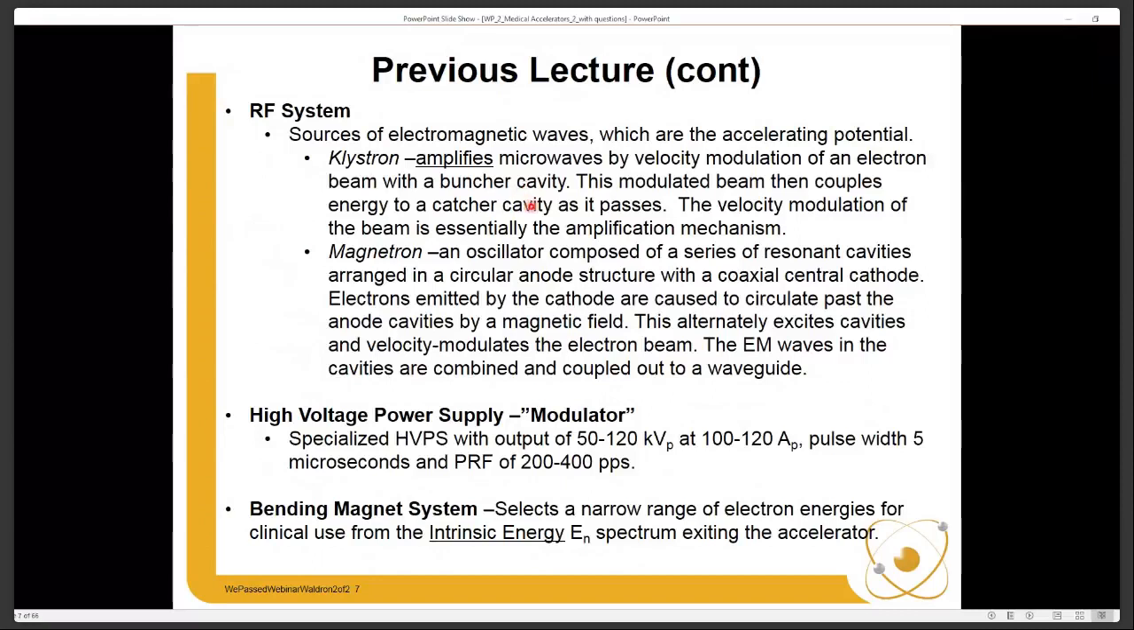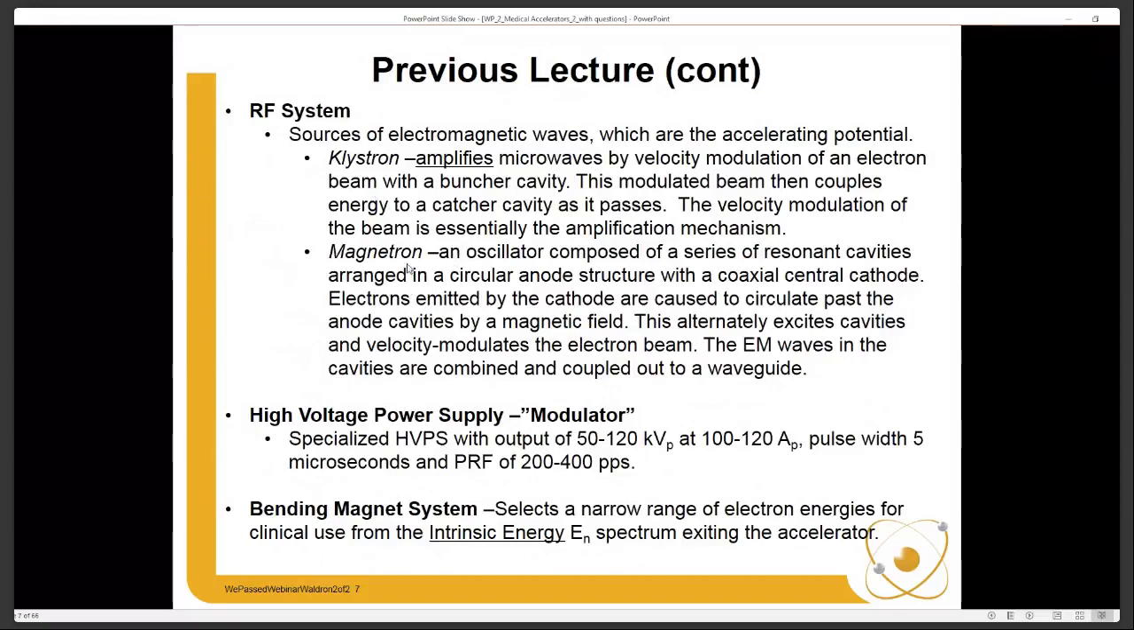The catcher cavity couples the now space and time reoriented electron beam out through a waveguide, eventually to the accelerator. So velocity modulation is the mechanism by which a klystron amplifies microwaves. And as I said, it's an amplifier and it requires an input.